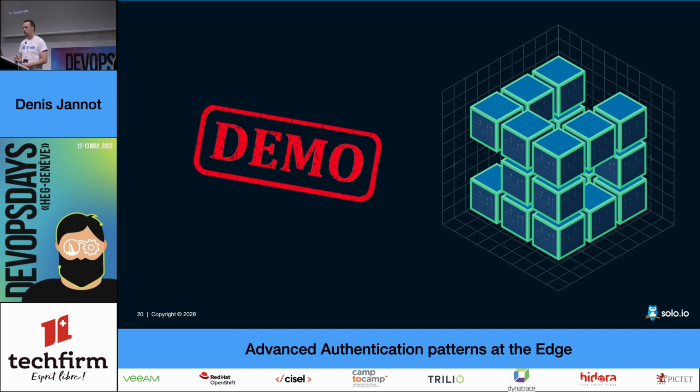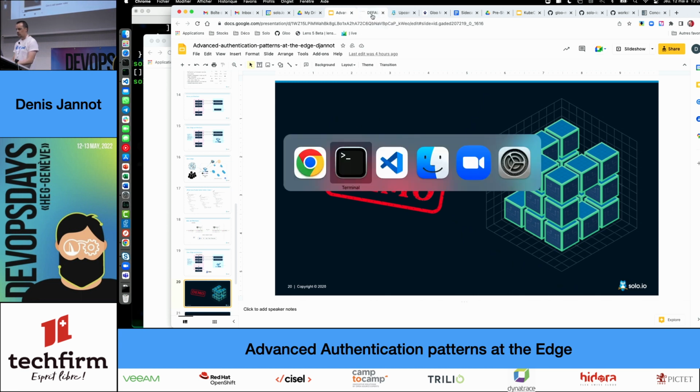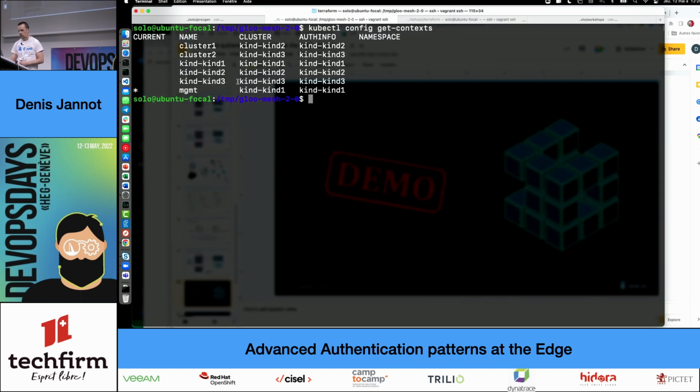But let's do a demo. I think I did enough slides. Now it's time for demoing all these things. So what I have here is three clusters running. In fact, you see more, but I have the management, cluster 1 and cluster 2. The management is where I have my management plane, so Gloo Mesh. And cluster 1 and cluster 2 are two different clusters where I have Istio.